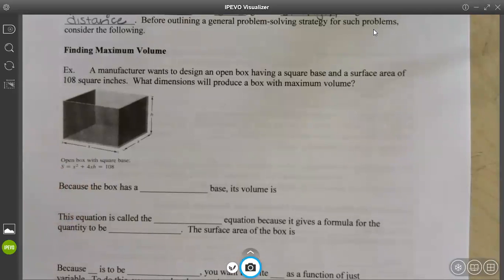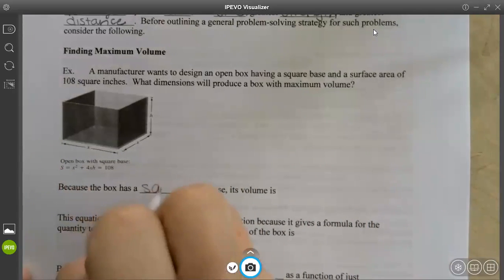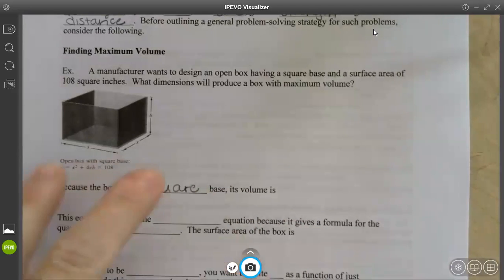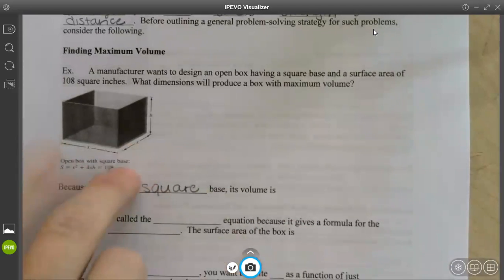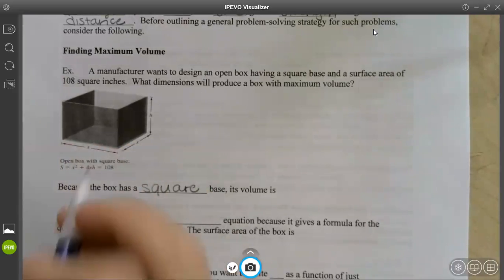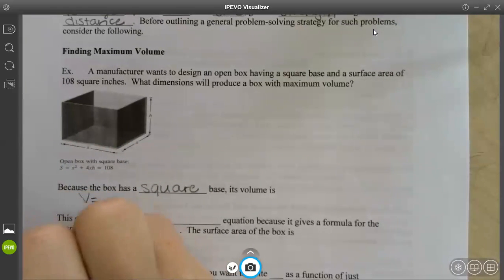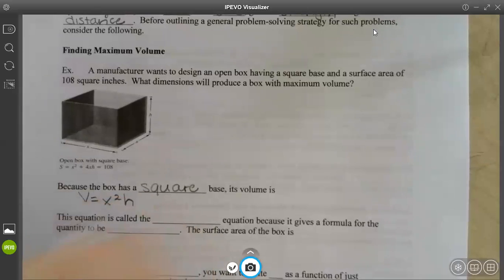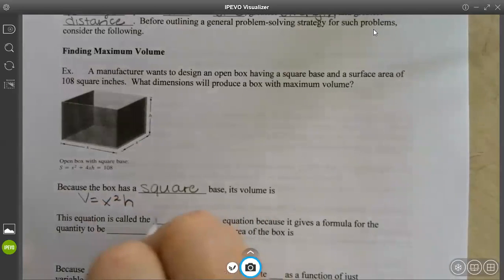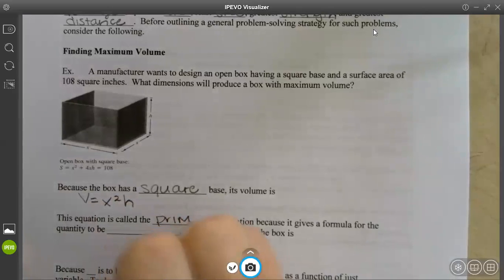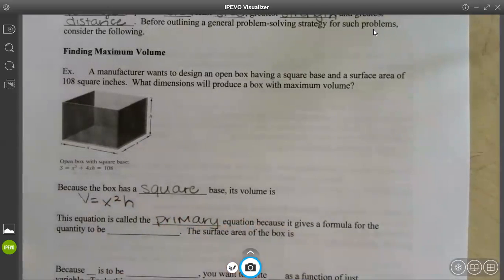Okay. Because the box has a square base. How do you know it has a square base? Because it has x and x, so both sides are exactly the same. Your volume: remember, normal volume of a box is base times height, length times width times height. So since our length and width are the same at x, we have x squared times the height. This equation is called the primary equation because it gives a formula for the quantity to be optimized.